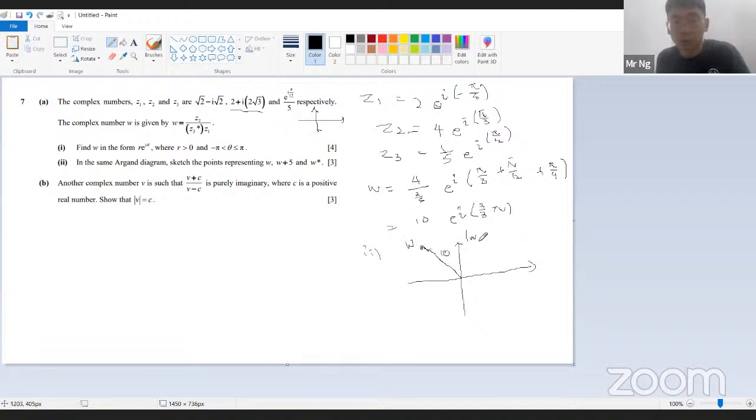Okay, so this is your imaginary, this is your real. So the imaginary becomes negative, so it becomes like that. So this is your W. Then after that, you plus 5, so we're going to shift around here. Let's see what this distance is. 10 times cosine 2 over 3 pi minus 5. Oh, this is minus 5 already. Okay, so you're going to shift all the way to here.